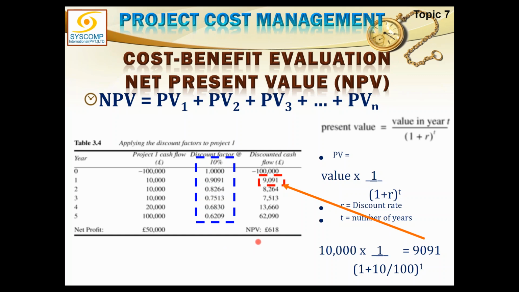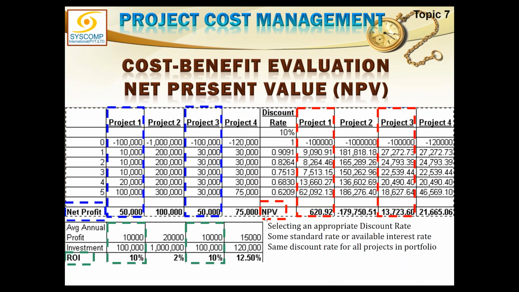So you can also create the same kind of net present value for all the projects or all the options. And this is a table summarizing everything. Here I have calculated for you all the options. NPV is calculated. Project 1 is 600 and something. Project 2 NPV is minus 1,79,750 rupees 51 paise. This is the worst example.